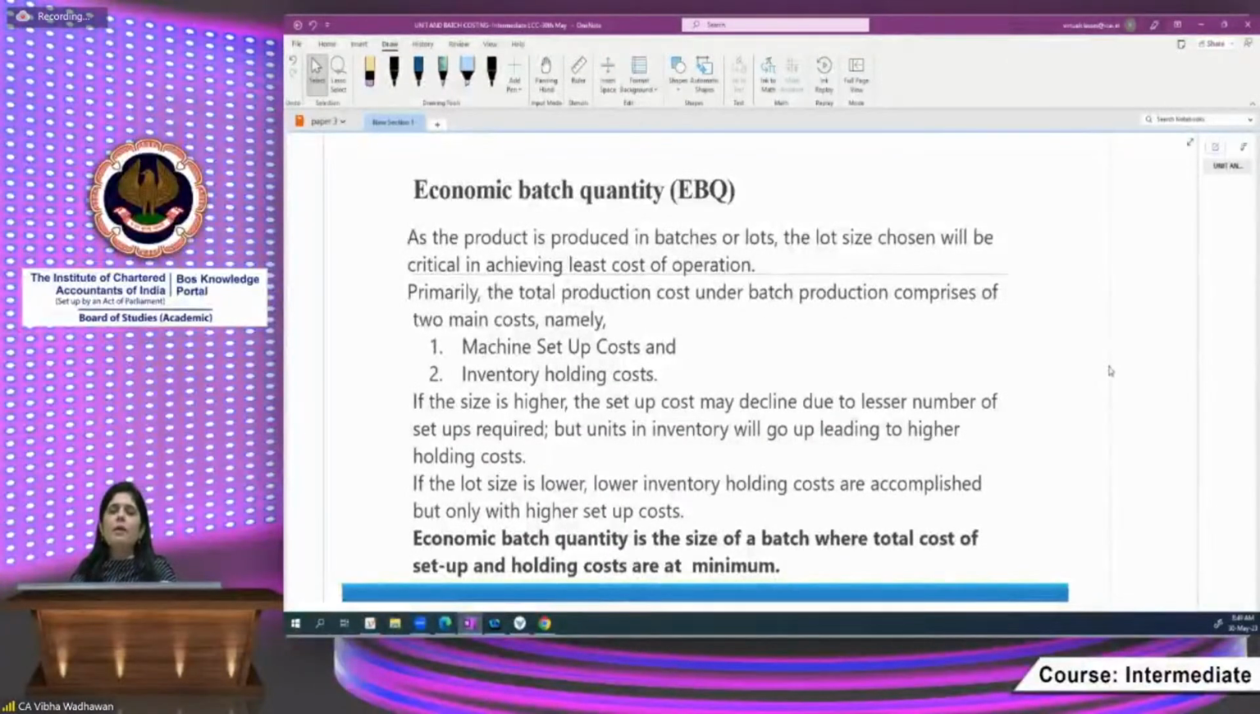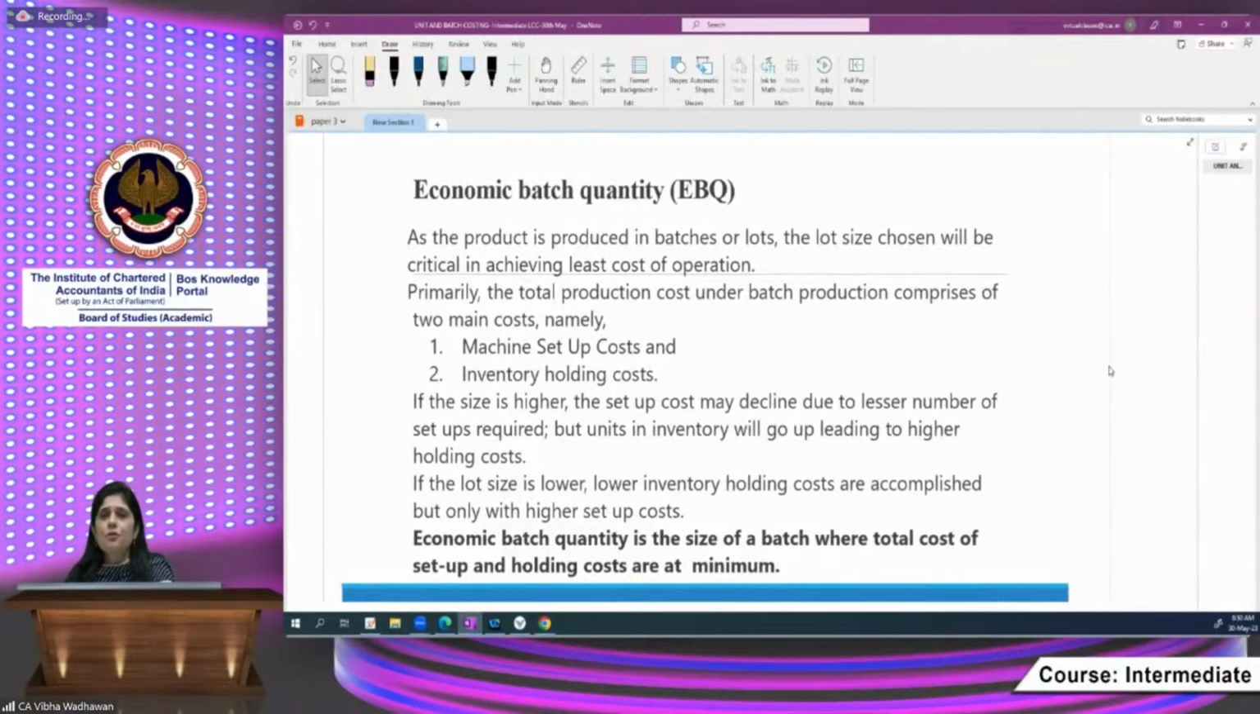Similarly, economic batch quantity tells you how many units to be produced in one batch. 1,000 or 1 lakh or 10,000. How many units you should manufacture in one lot, in one batch. So if I talk about the strip of kerosene, how many strips of kerosene should be produced in one lot together? 1,000 strips or 100 strips or 1 lakh strips.